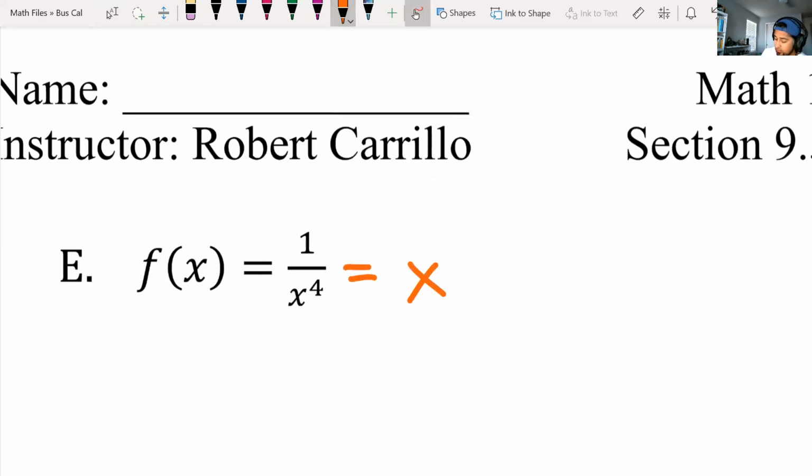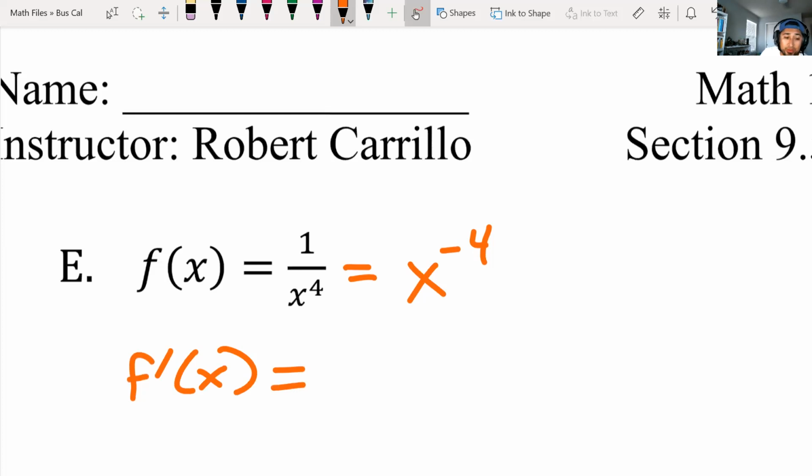X to the negative fourth. X to the negative 4. And remember, we haven't done any calculus yet. We've only rewritten it algebraically. We've put it in its proper form of x to the nth power, which means now we can take the derivative. So I'll say f prime of x.